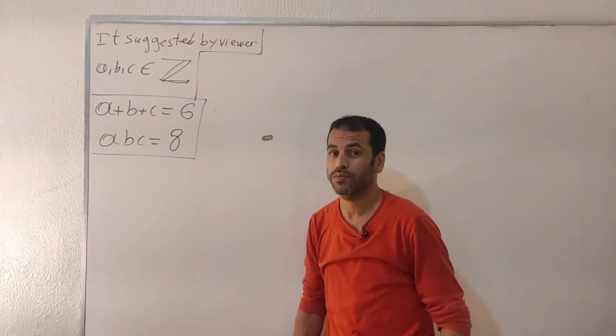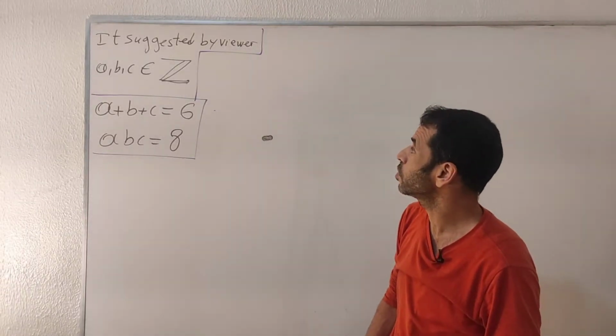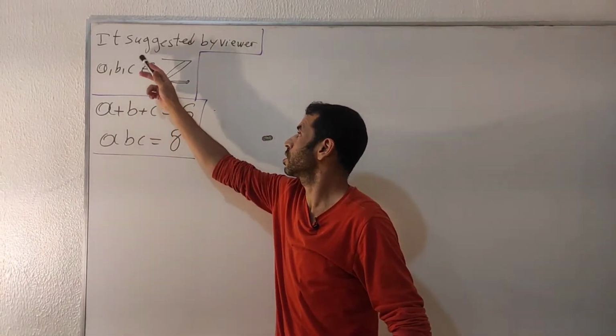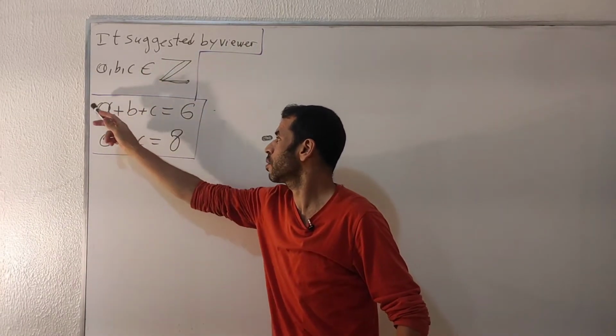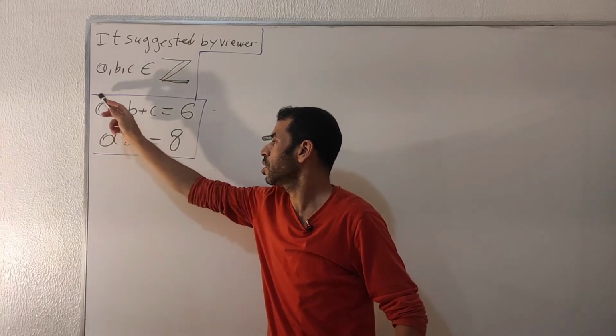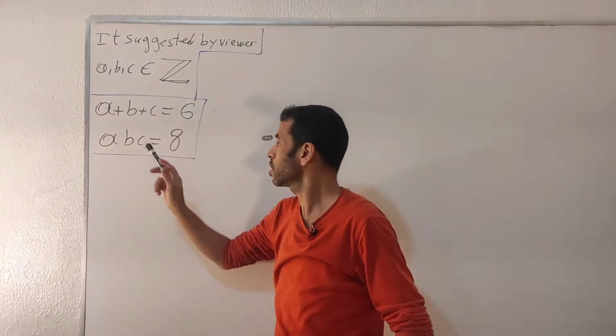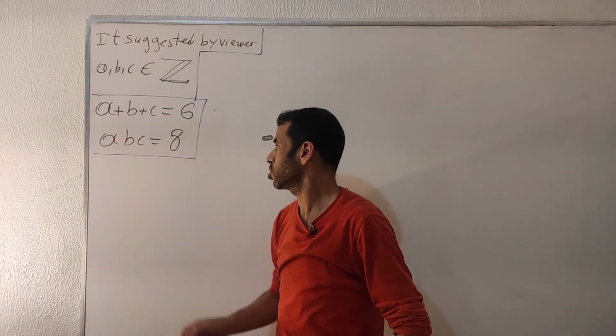Today's video, here is a nice problem that was suggested by a viewer. Here is the following information. We have a, b and c as integer numbers. We have these following two equations. We have the sum of these integers, a plus b plus c, equals 6. Then the product of these integers equals 8.